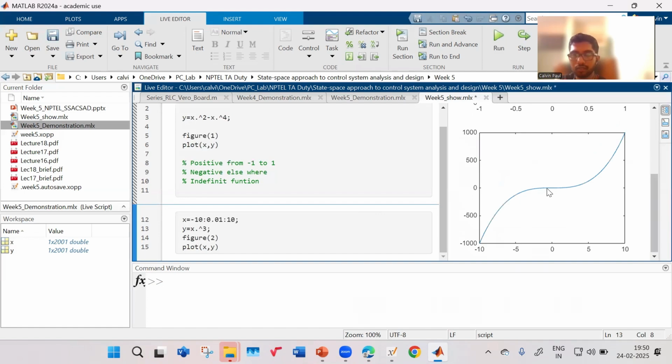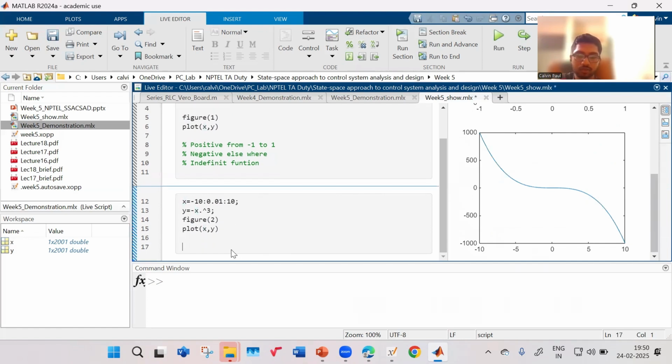It is symmetrical around 0. When x is positive, it is positive, and when x is negative, it is negative. We can also do it for minus x cubed, then it just gets interchanged. So this is also an indefinite function.